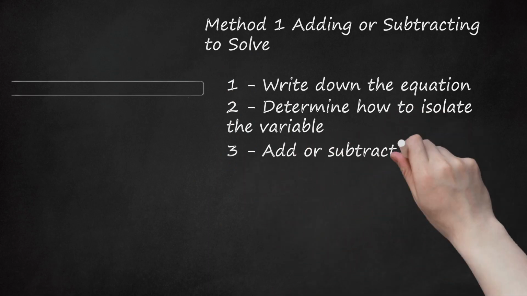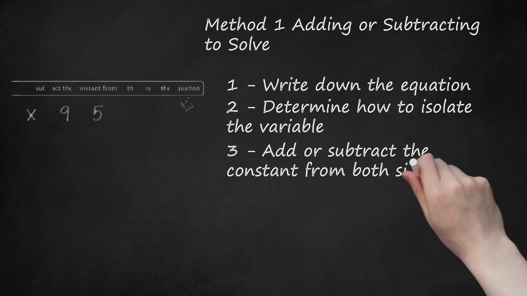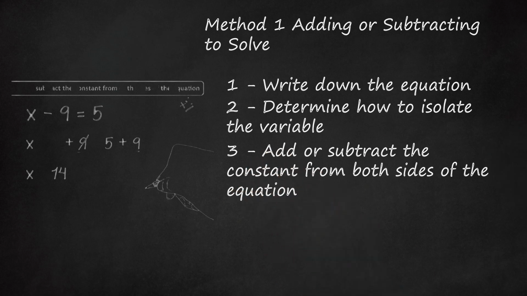3. Add or subtract the constant from both sides of the equation. As you manipulate equations to solve them, you must keep both sides balanced. Whatever you do to one side of the equation, you must do to the other side. So, if you need to add a value to isolate the variable, you must also add that same value to the other side of the equation.